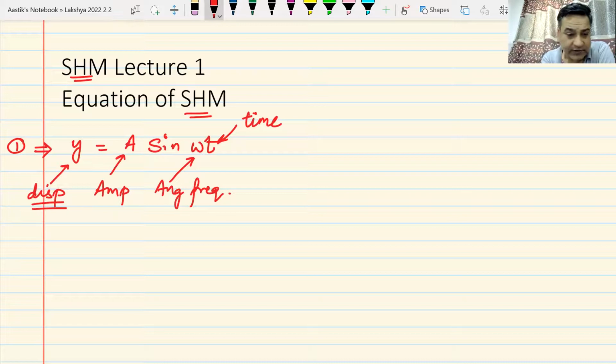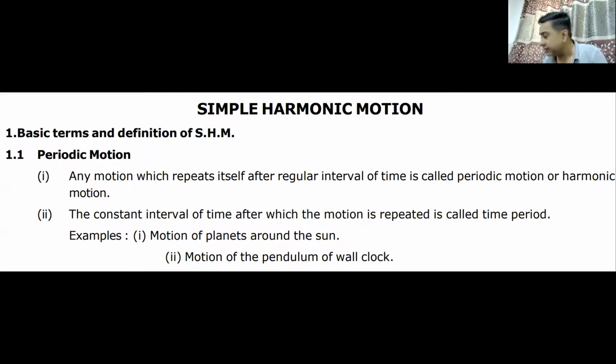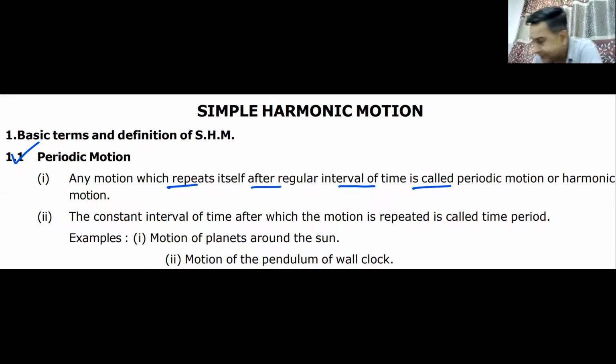So what are the terms that come in simple harmonic motion? The first term is periodic motion. Periodic motion is very simple. Whatever motion repeats itself after regular intervals of time, be it the beat of your clock, the rising or setting of the sun, the rotation of the earth or revolution of the earth around the sun. All these motions repeat themselves after a fixed interval of time. Do we understand this? Yes, sir. Those motions are known as periodic motion.